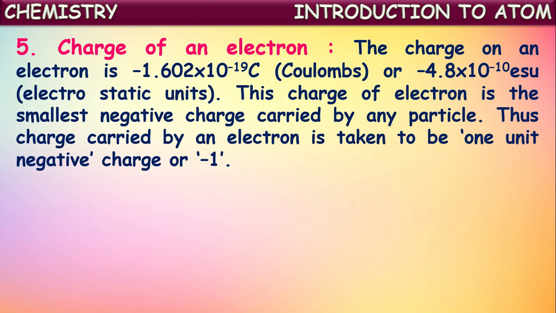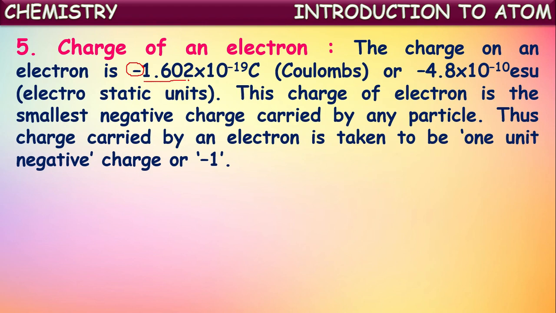Next, charge of an electron, or charge of a cathode ray particle. The charge on an electron is quantitatively equal to minus 1.602 into 10 to the power of minus 19 coulombs. So this negative symbol indicates the negative charge of the electron. As we said, electrons or cathode rays are negatively charged particles.